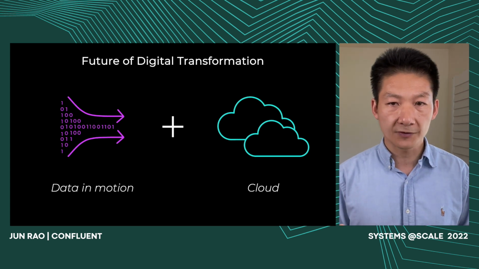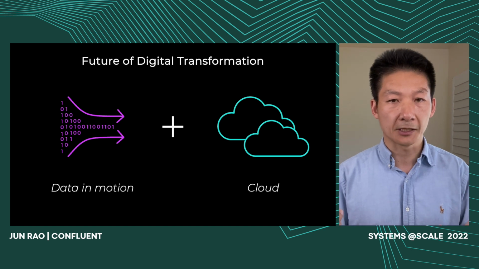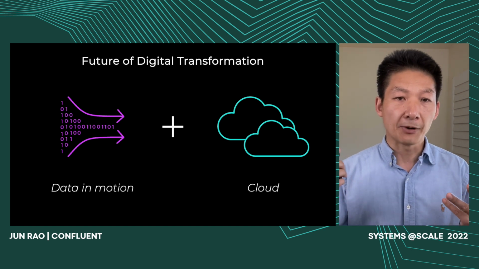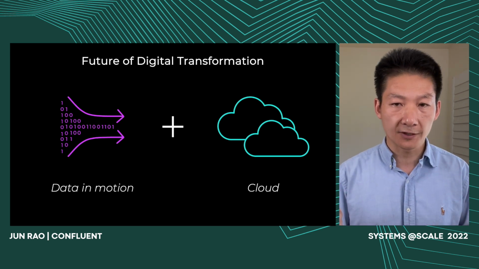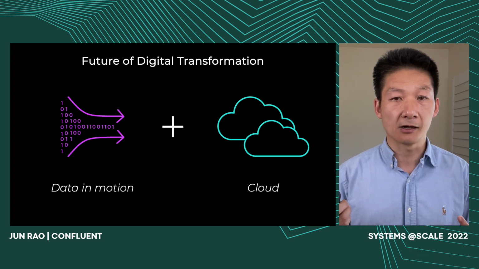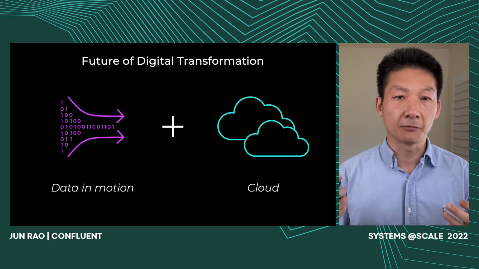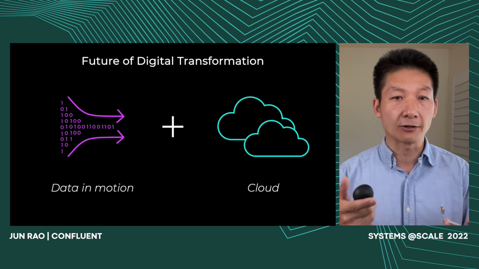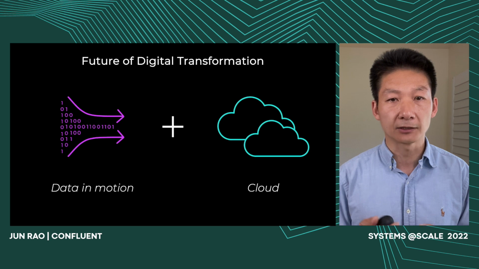The second trend we have been seeing is that a lot of businesses are moving towards the cloud. By having this data in motion platform hosted as a SaaS service in the cloud, we are significantly reducing the complexity of adopting this technology, because most businesses don't need to host and operate this core platform. Instead, they can focus their resources on the core application business.